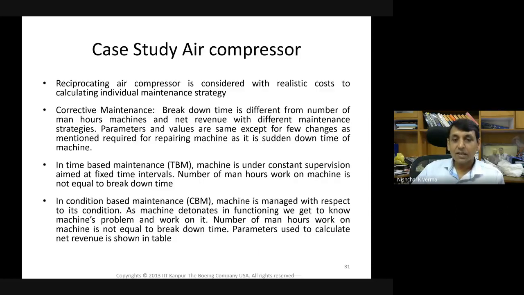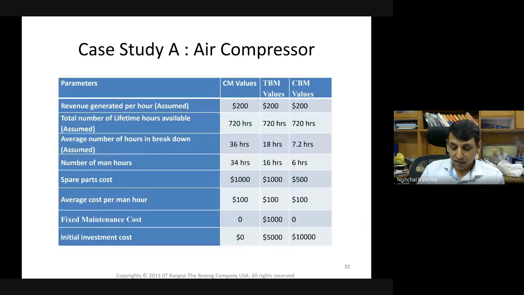To prove what we are suggesting, we have taken an air compressor as the machine, and we found that for CBM, initially, as I told you, it has more investment. Let's say for this machine we have to invest $10,000. For TBM, the time-based maintenance, there is some investment because you have to have a team which takes care of the machines periodically. And for corrective maintenance, we don't have to invest anything initially.